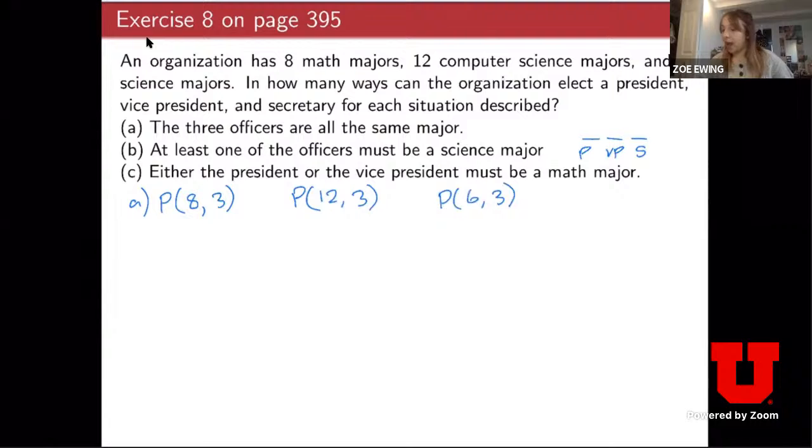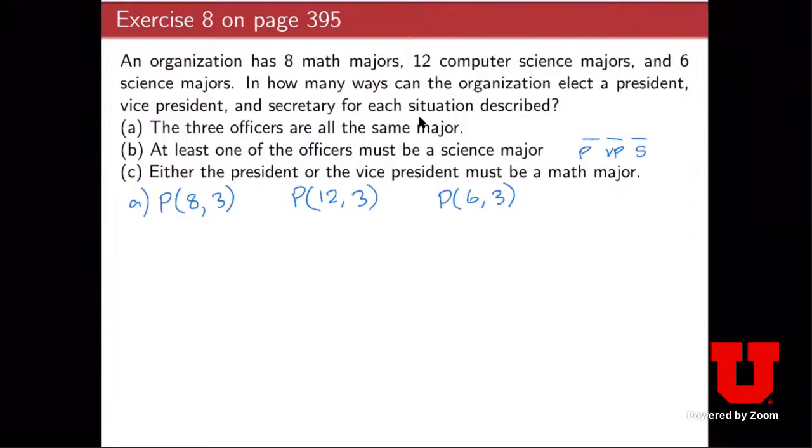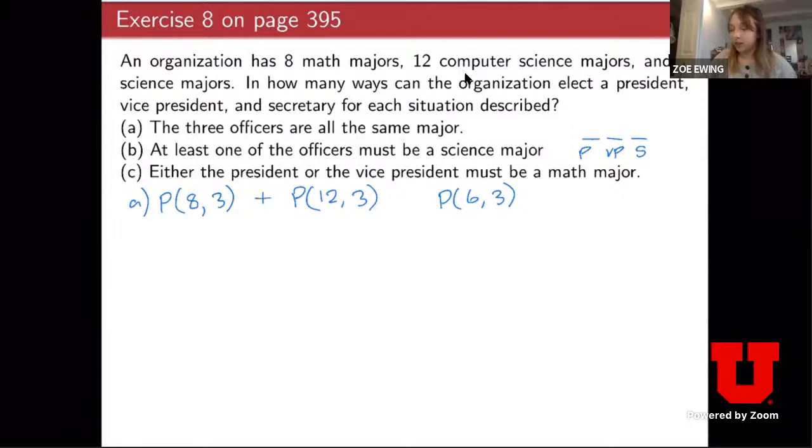Now, do we add or multiply these terms? We have to add them. Yeah, because they are individual cases and they're disjoint. Okay, so that's one way to do it. How would you solve it with combinations?